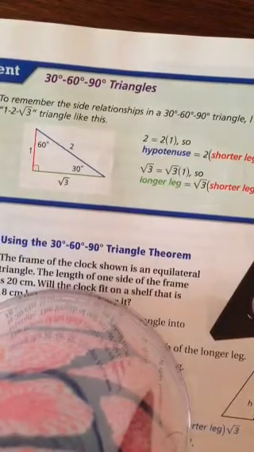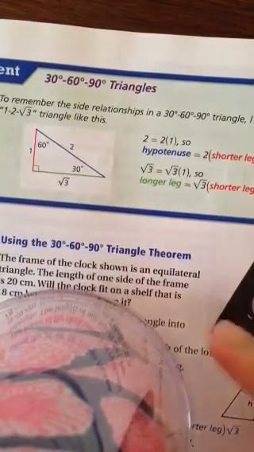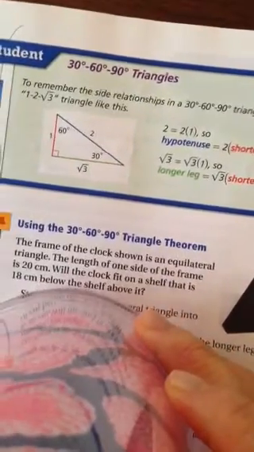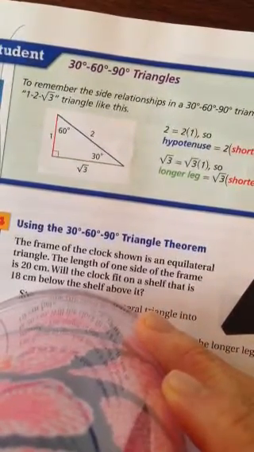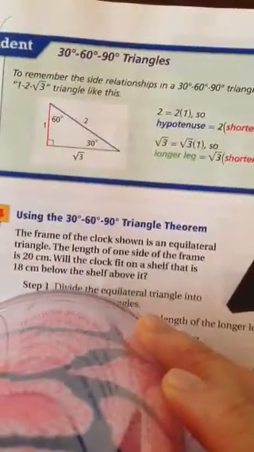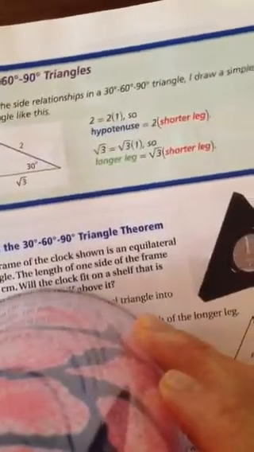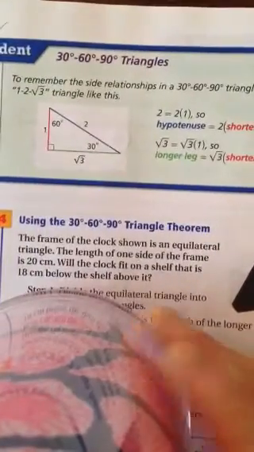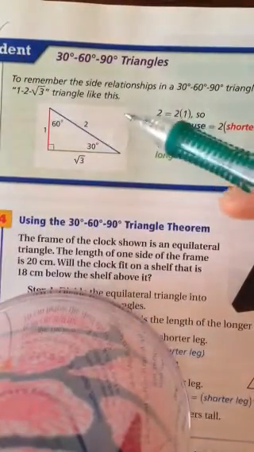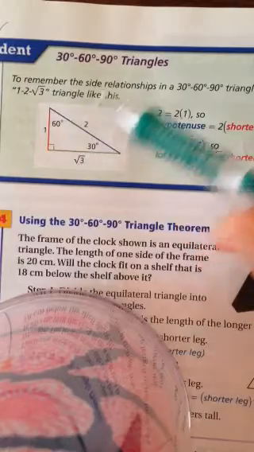Looking at the top of page 359, the student-to-student section has a good reminder for how to keep straight how the 30, 60, 90 triangle works. This student says, to remember the side relationships in a 30, 60, 90 triangle, I draw a simple 1, 2, radical 3 triangle like this, or a 30, 60, 90 triangle like this.